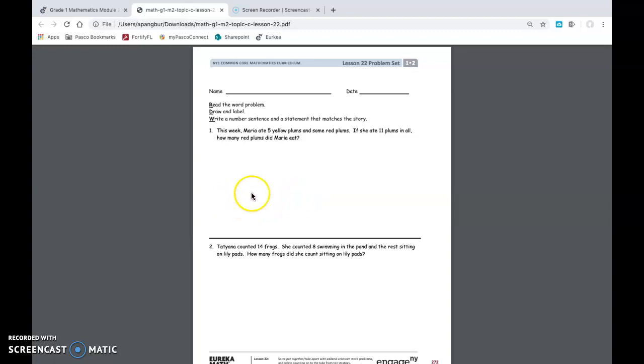And then I'm going to count up from 5. 6, 7, 8, 9, 10, 11. How many more did I have to draw to get to 11? 5 plus blank equals 11. And that'll tell you how many red plums she ate in all.